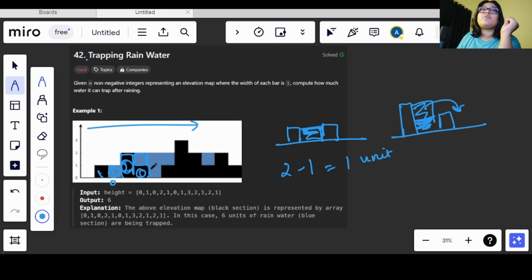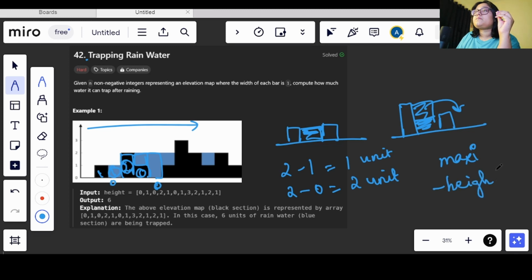Means 2 minus 1, 1 unit of water is stored here, right? And now when we are moving forward, we see that we have 0 here, and when we do 2 minus 0, we get 2 units of water in the same way. So we are trying to take the maximum height, and we are storing the difference of that maximum at that position, right? We are subtracting the maximum value with the height at that position, right? So again if we see that we have 2 here and 1 here, then we get 2 minus 1, again 1 unit of water here, right?